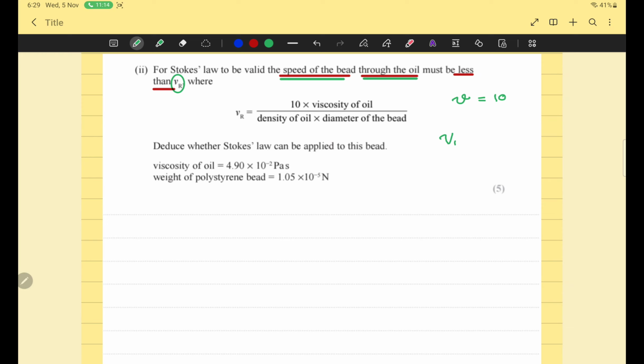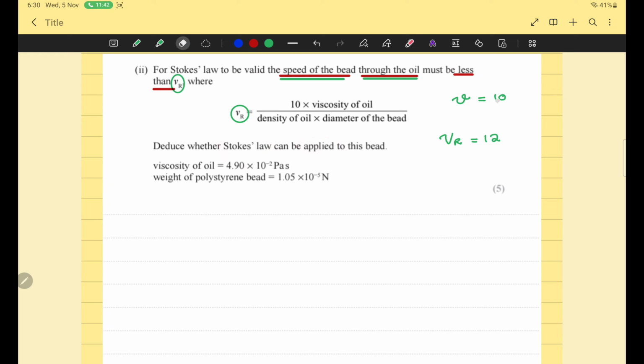VR is a constant. It is not a terminal velocity, it is nothing, it is a number. Consider this number is 12. Then we will compare our calculated terminal velocity. If it is less than this VR number, then I will announce yes, Stokes law is valid.